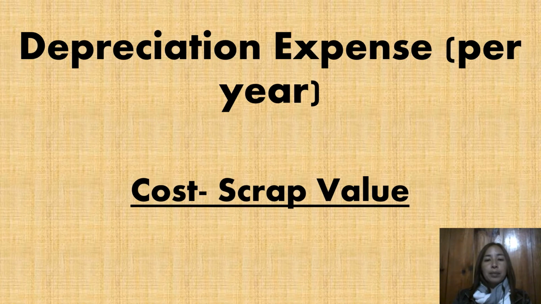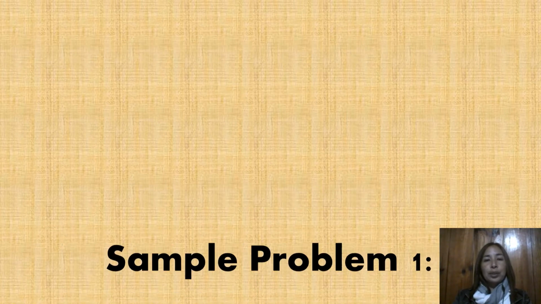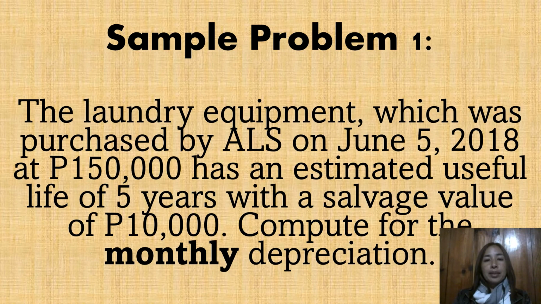So, for example, we are going to use this. Let's have a situation which I took from your module, and then the module is prepared by the central office. So, example, we have this one. You can also see it in your module. The laundry equipment, which was purchased by ALS or Alpha Laundry Services on June 5, 2018 at 150,000, has an estimated useful life of 5 years with a salvage value of 10,000. Compute for the monthly depreciation.